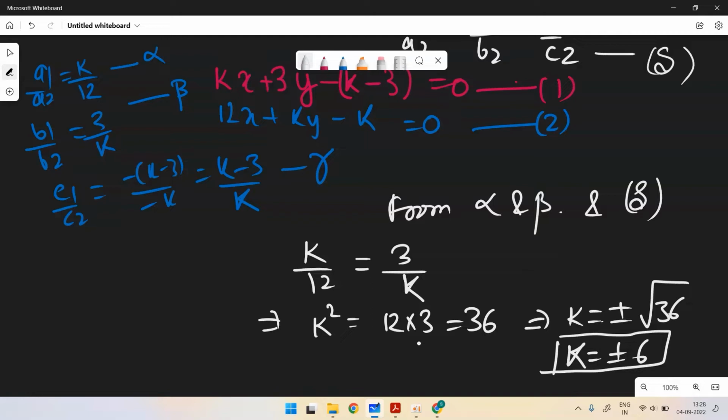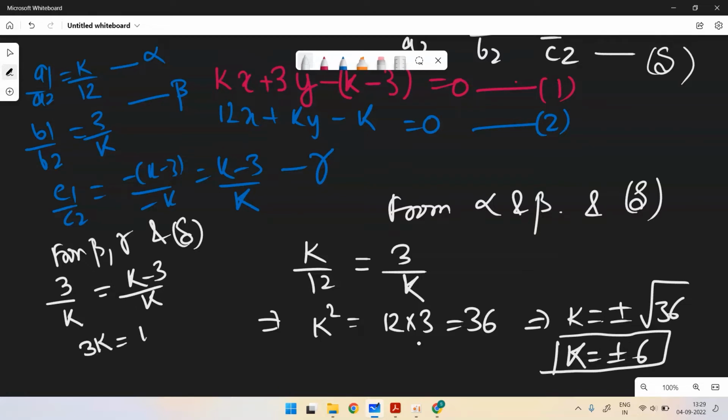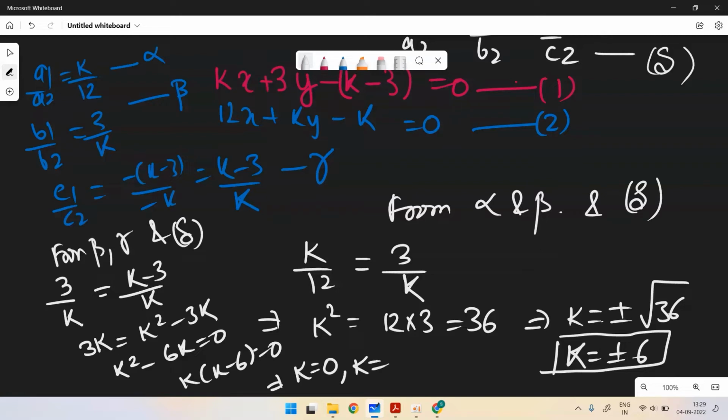Now if I am taking beta and gamma, so from the beta, gamma and delta equation, 3 by k should be equal to k minus 3 by k. Cross multiplying, 3k equals k square minus 3k, so k square minus 6k equals 0. That is k into k minus 6 equals 0, so either k equals 0 or k equals 6. Suppose I am taking this as 1, 2.